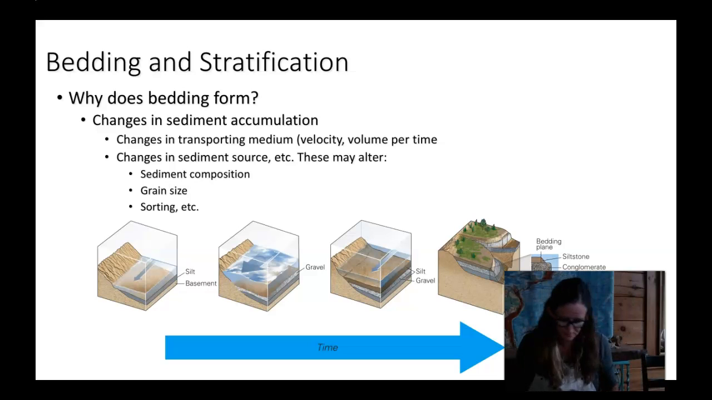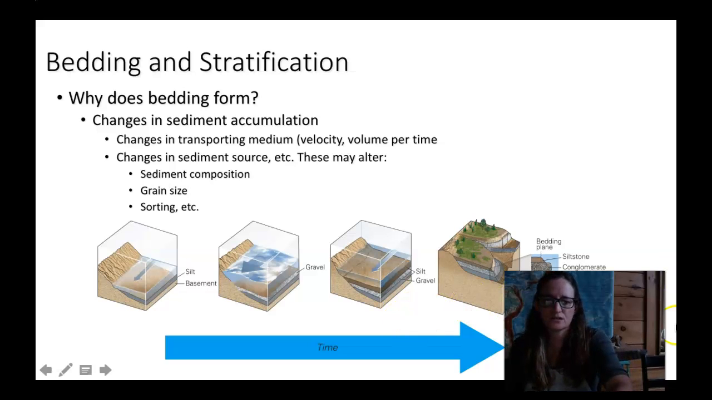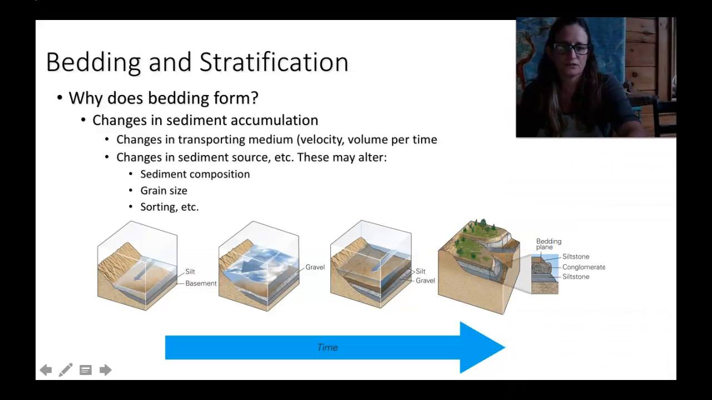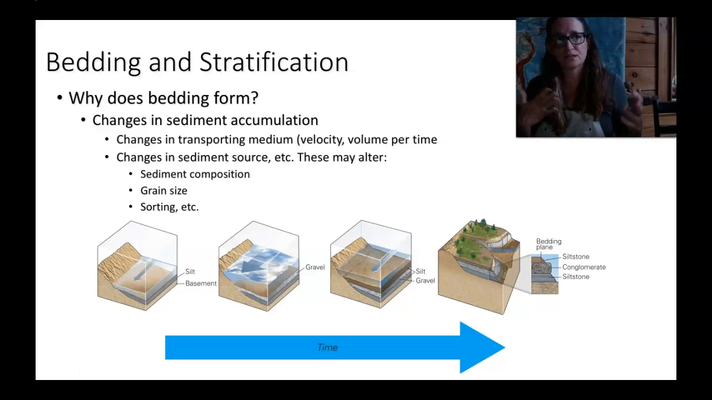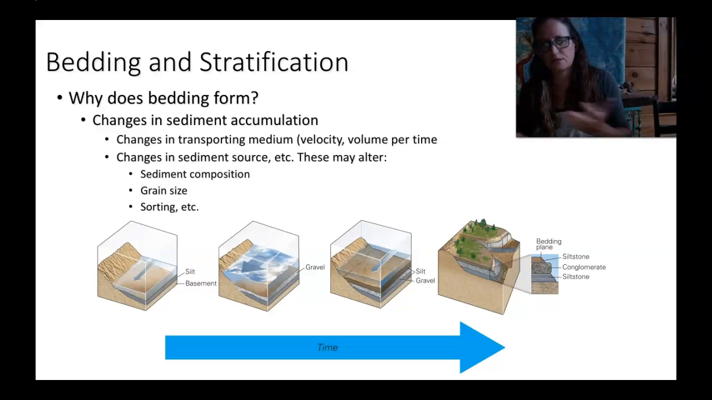Why is there bedding? Bedding occurs because there's some kind of change. There's changes in the accumulation, and the change can be oftentimes the velocity of the water. The source of the sediment can change. The volume of water can change. The land use can change. So humans cause a lot of movement of sediment and can cause the sediment to change.